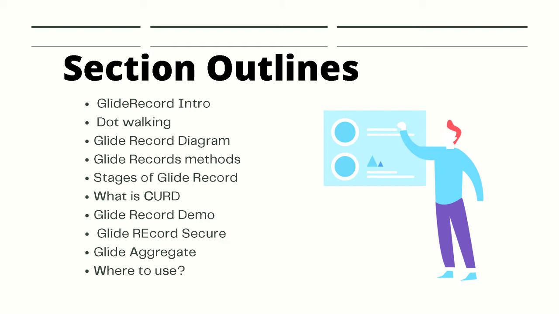We will then look at a list of common GlideRecord methods and discuss the functionality behind them. After that, we will discuss the stages of the GlideRecord, and then walk through the acronym CRUD, which is create, read, update, delete, and how it applies to the GlideRecord. Once we have covered these topics, we will finally jump into ServiceNow and start writing some code in background scripts for the demo. We'll discuss GlideRecord secure and GlideRecord aggregate APIs, and finally, at the end of the section, we'll discuss more about the APIs, best practices, and the API documentation.